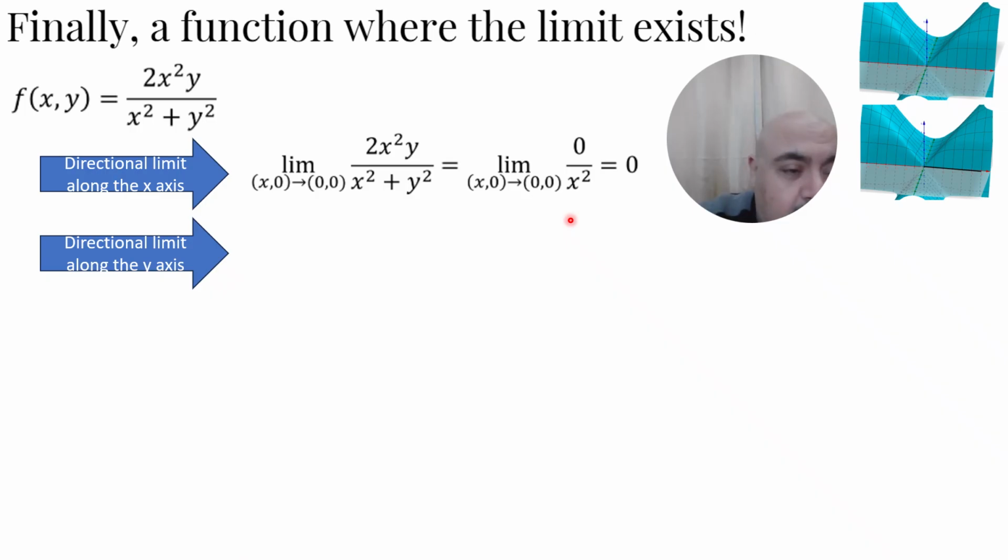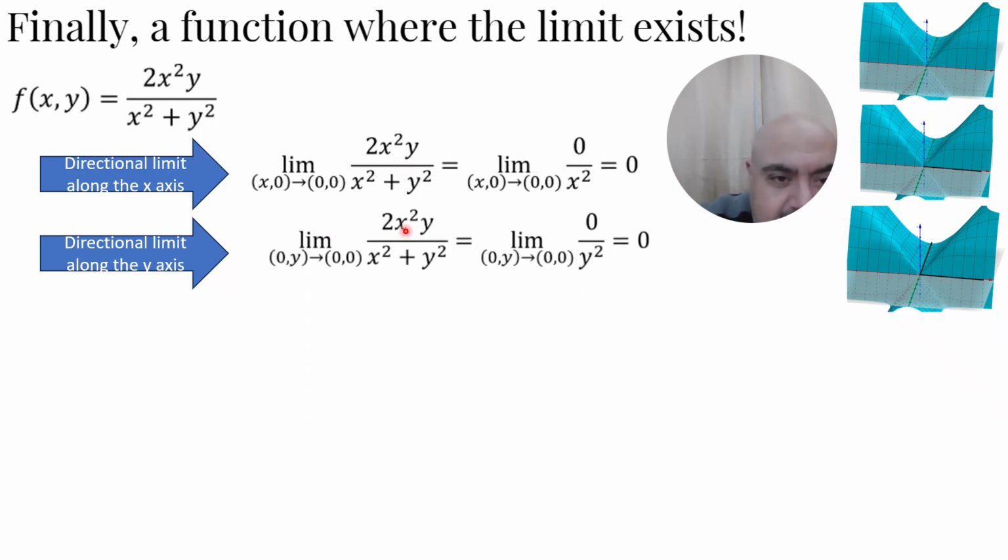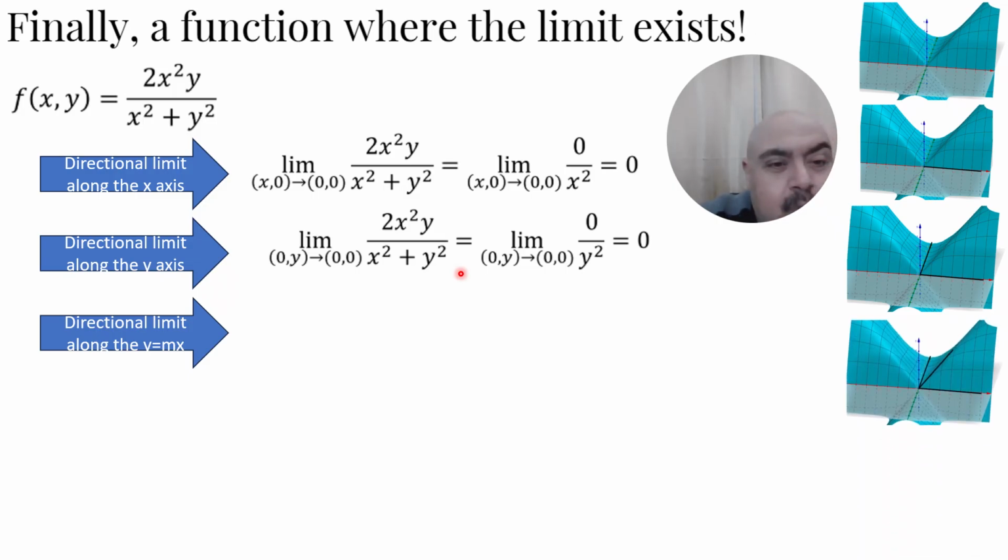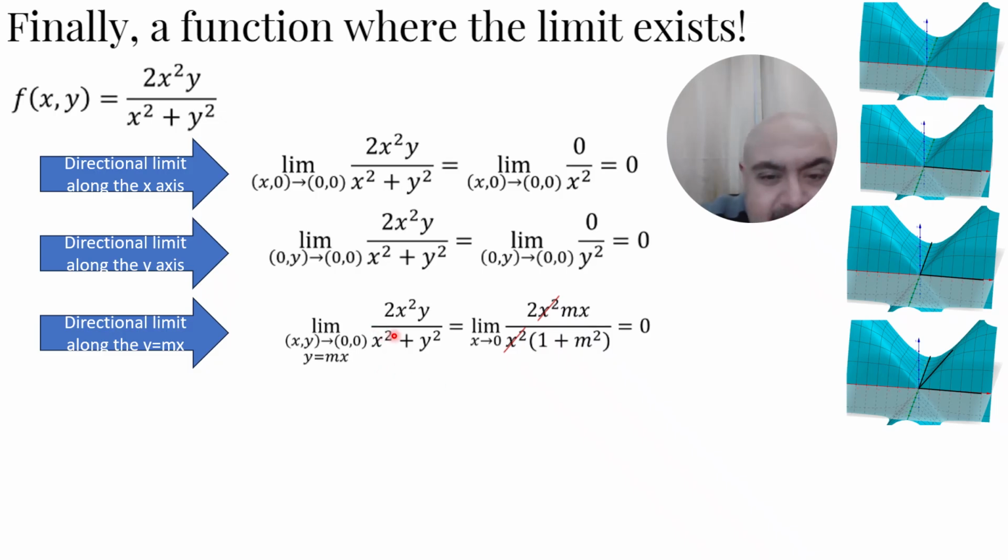If I did it once more, a directional limit, but using the y-axis, in this case x will be 0. So making the substitution, it's going to be 2 times 0 times y, 0 over y squared, which is also equal to 0. Once more, if I use y equal to m of x and then make the substitution, it's going to be 2x squared m of x over (x squared plus m squared x squared) as x tends to 0, it will give you 0. So all the directed methods or the directed curves give me a 0.